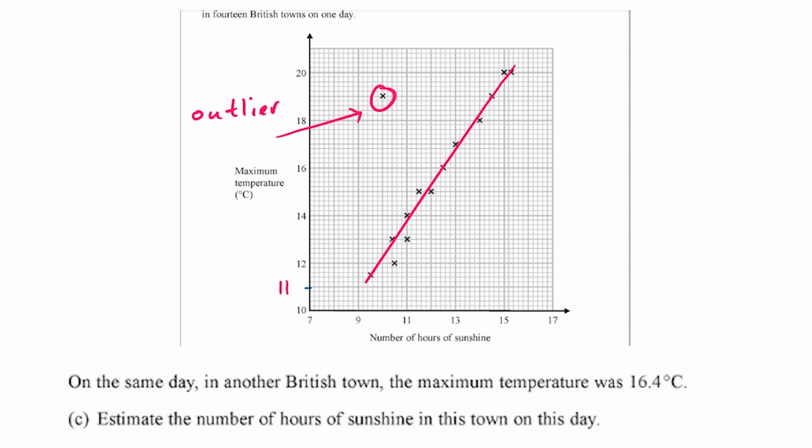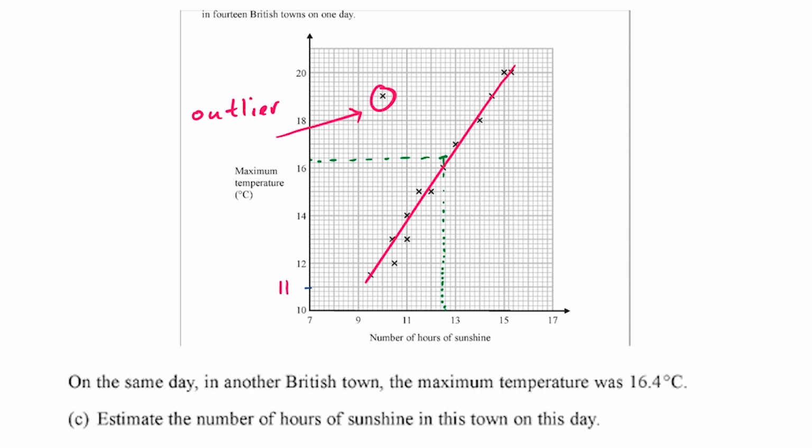Now we need to find out 16.4. So 16.2, 16.4 is there. And if we get a ruler and draw a line across, going from 16.4 until you hit your line of best fit. Once you've done that, you just need to get a ruler again and draw a straight line going down, and then read off the number of hours of sunshine that shows. Looks to me here like I've got 12.6 or 12.8, something like that.